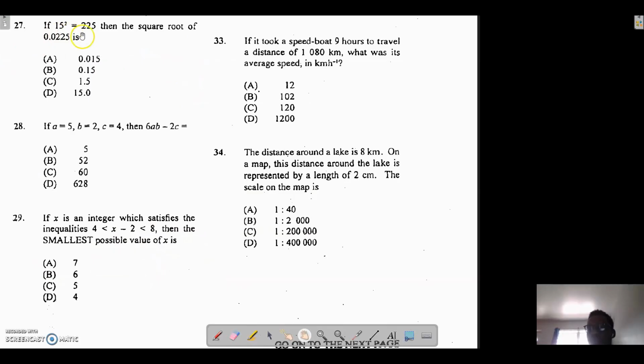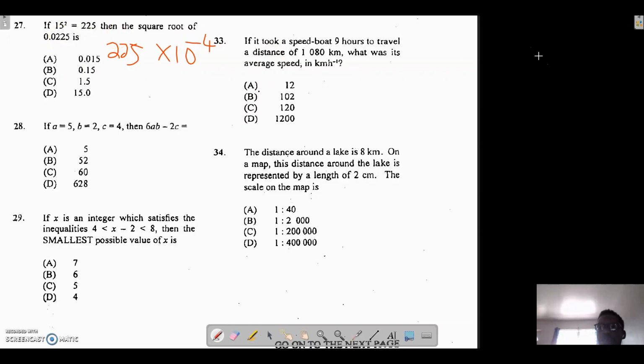Alright, so if 15 squared is equal to 225, then the square root of this is, we need to make a comparison. Now 0.0225 can be written as 225 times 10. If I'm here, which is 225, I would have to go back 1, 2, 3, 4 places. So times 10 to the negative 4, because I'm going back. So this is just a different way of writing 0.0225.